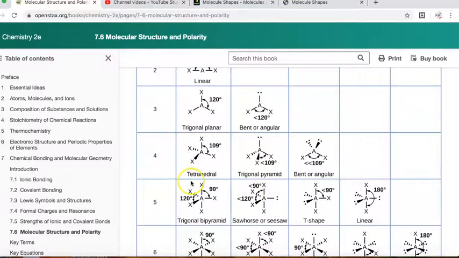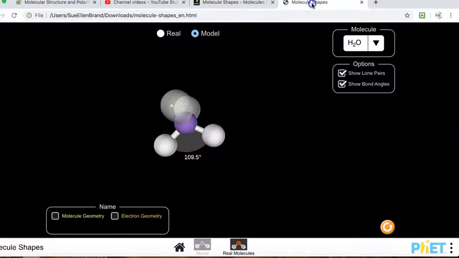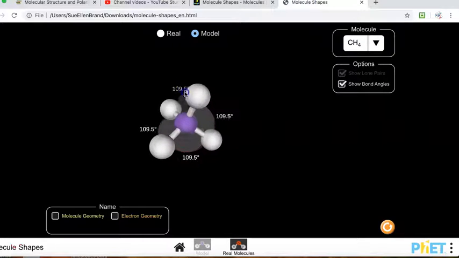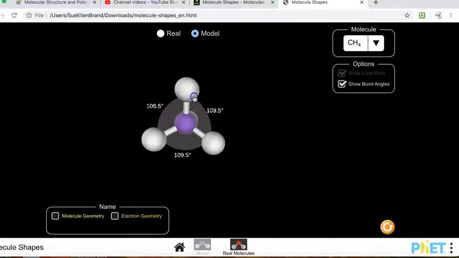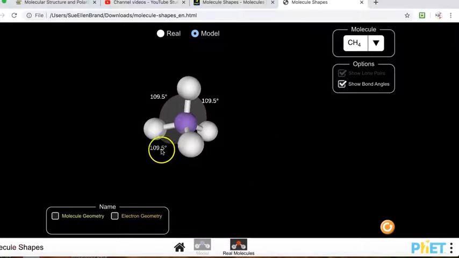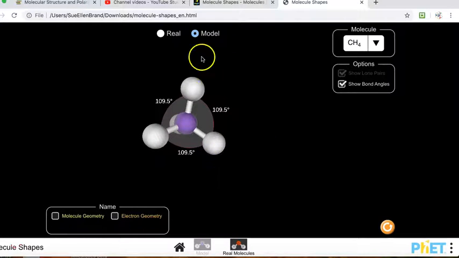All right, so let's go and move on to tetrahedral. So we know tetrahedral, what it looks like. Let me refer back to that. Methane is an example of tetrahedral geometry. So all the bond angles are at 109.5 degrees. Okay, so what happens whenever you lose an electron pair?